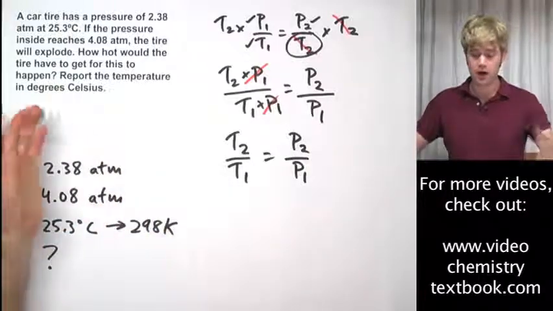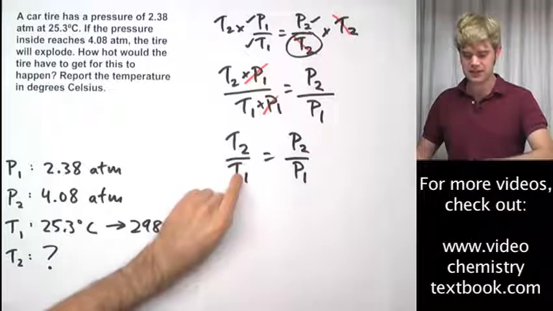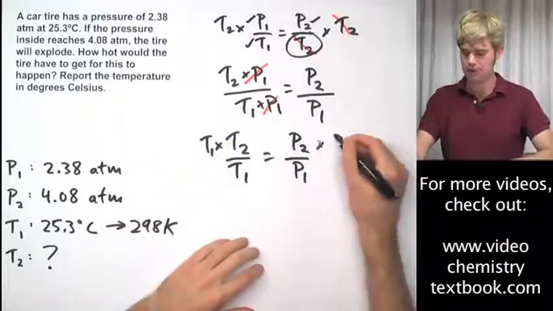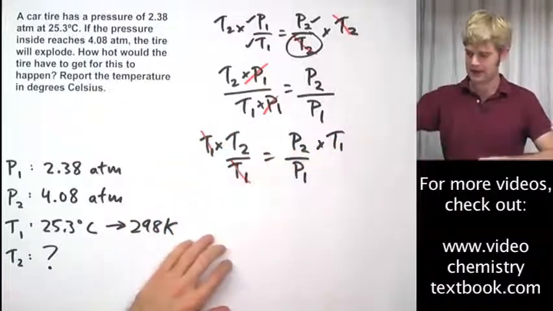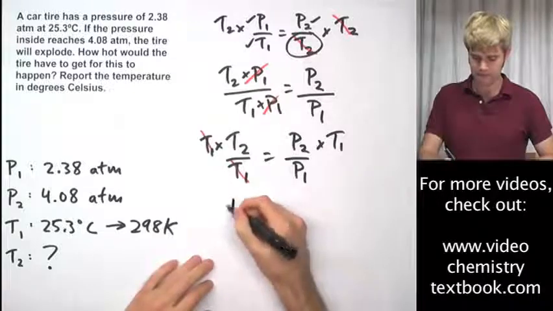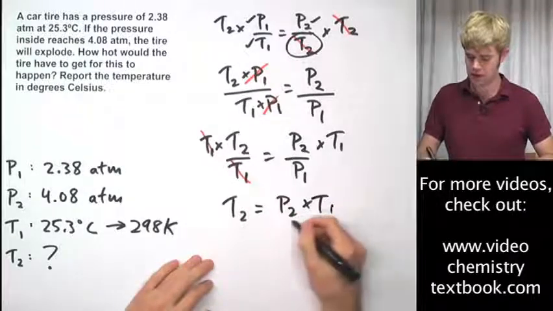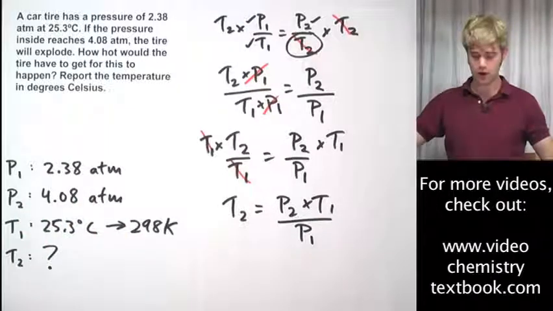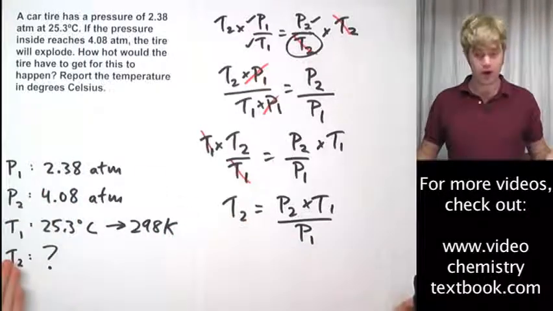We're almost there. One more step to get T2 by itself. Got to get this T1 out of the bottom here, so I'll multiply both sides by T1. T1 on the top, T1 on the bottom, they cancel out, and I'm left with T2 equals P2 times T1 divided by P1. Whew! There we go. Now we're ready to plug our numbers in here.